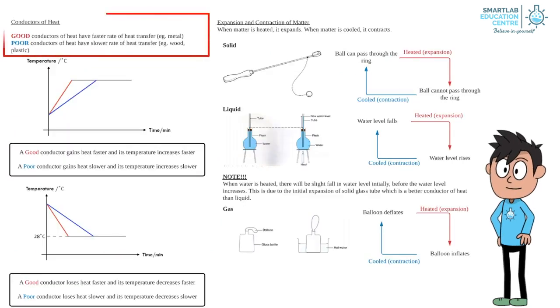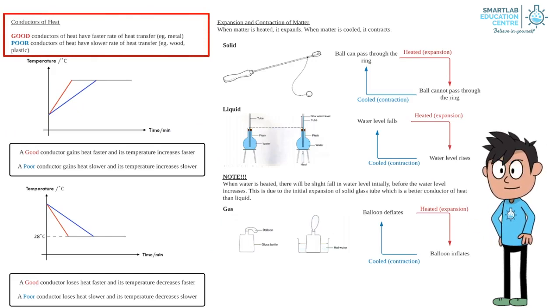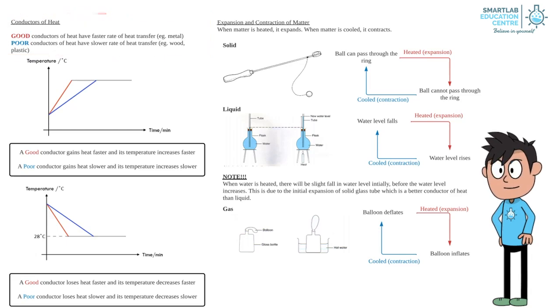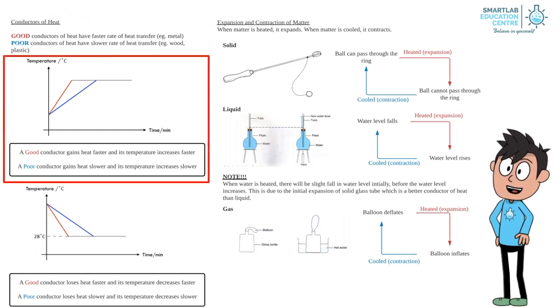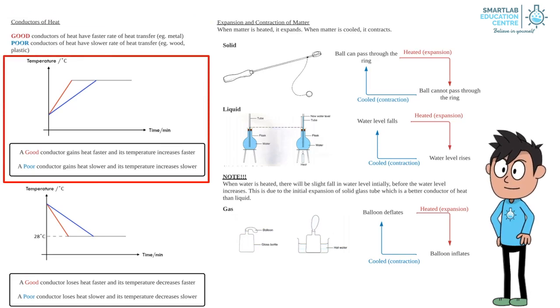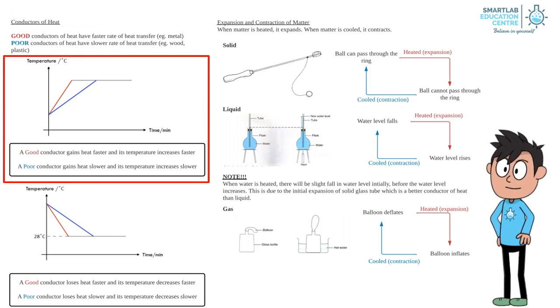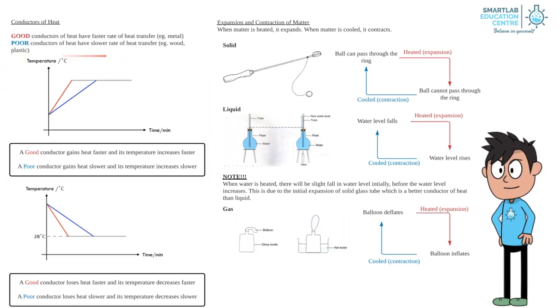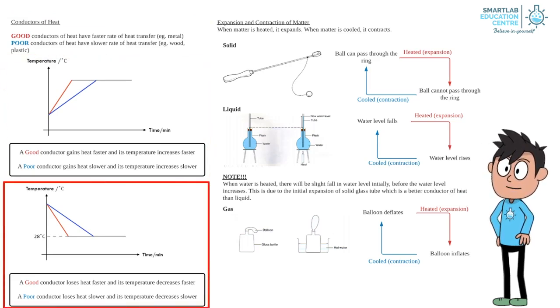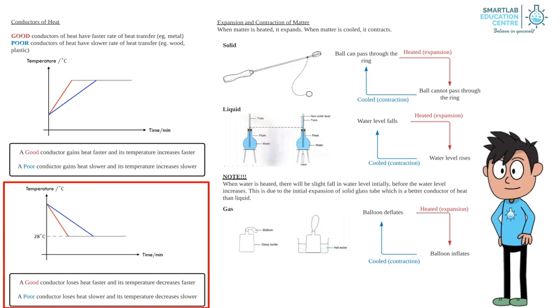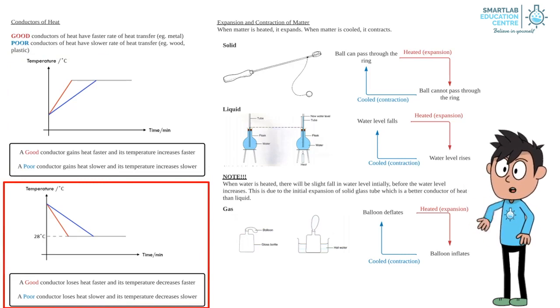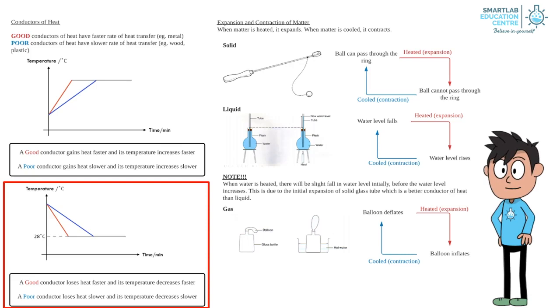Conductors of heat. Good conductors of heat have a faster rate of heat transfer. Poor conductors of heat have a slower rate of heat transfer. A good conductor gains heat faster and its temperature increases faster. A poor conductor gains heat slower, and its temperature increases slower. A good conductor loses heat faster, and its temperature decreases faster. A poor conductor loses heat slower, and its temperature decreases slower.